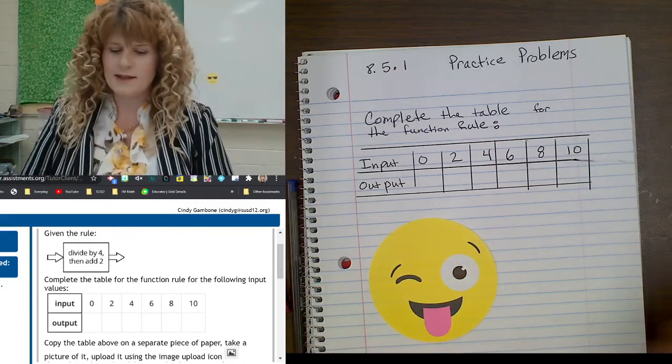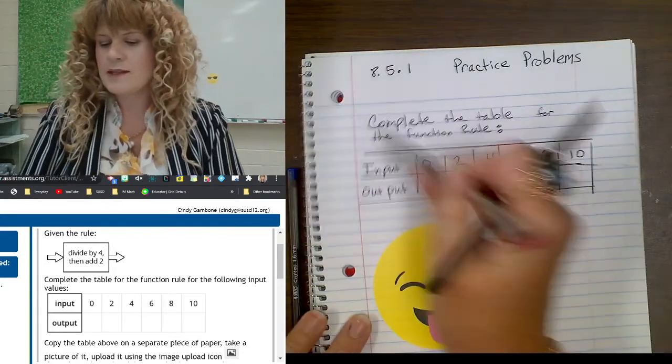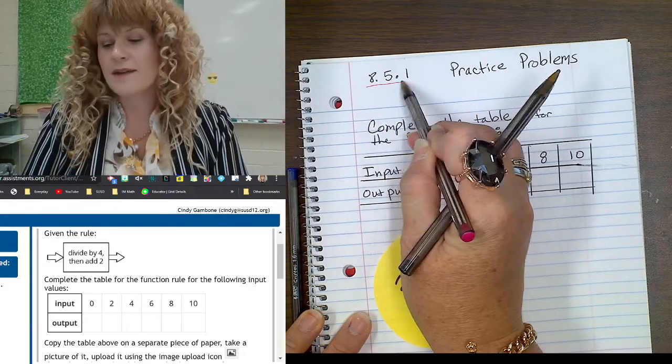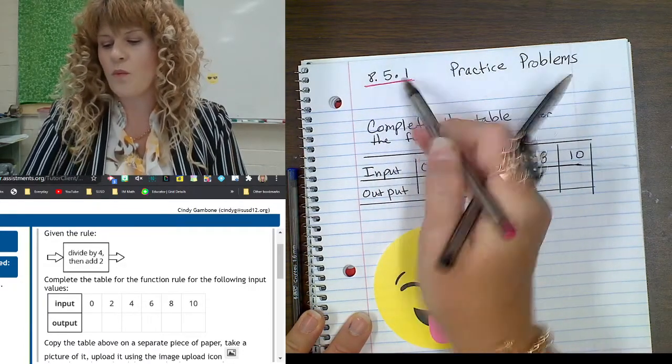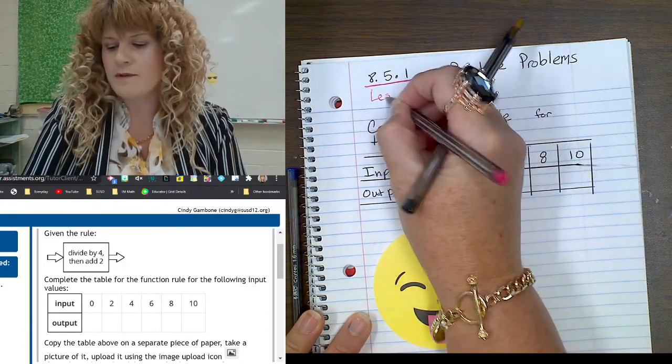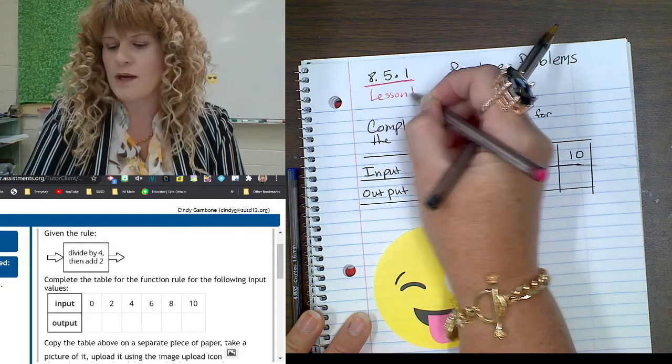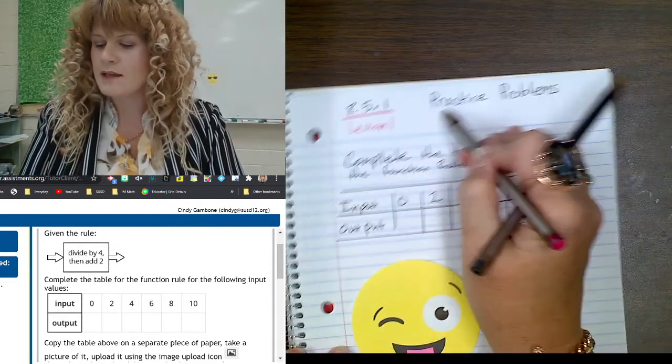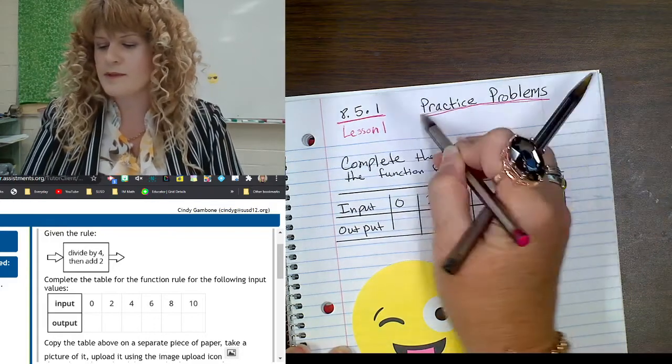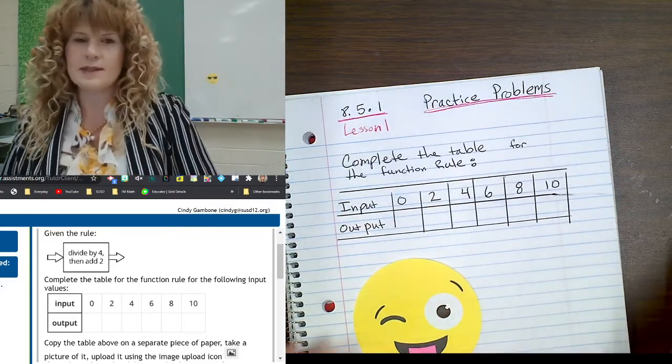Hey guys, let's keep going. This is 8th grade math, Unit 5, Lesson 1. Remember to look for the name Lesson 1 in the Google Classroom and it'll say practice problems. Okay, I'll help you with this assignment.